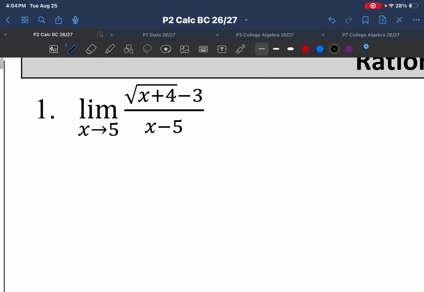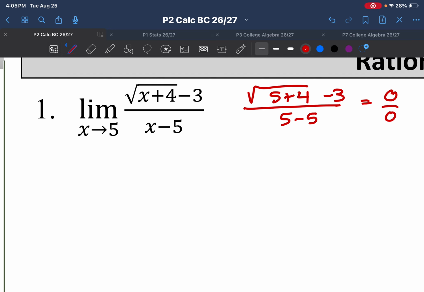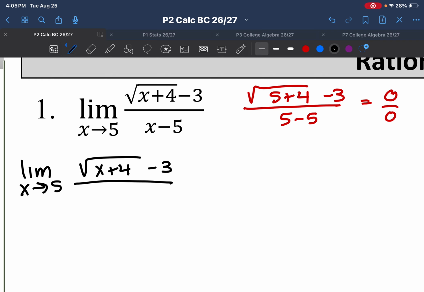Okay, so first let's check this one. Again, we always check by direct substitution first. So this means we have the square root of 5 plus 4 minus 3 over 5 minus 5. This is going to be 0 over 0, which is indeterminate. So I'm going to take the limit as x approaches 5, square root of x plus 4 minus 3 over x minus 5. And I'm going to multiply the top and the bottom by the conjugate.